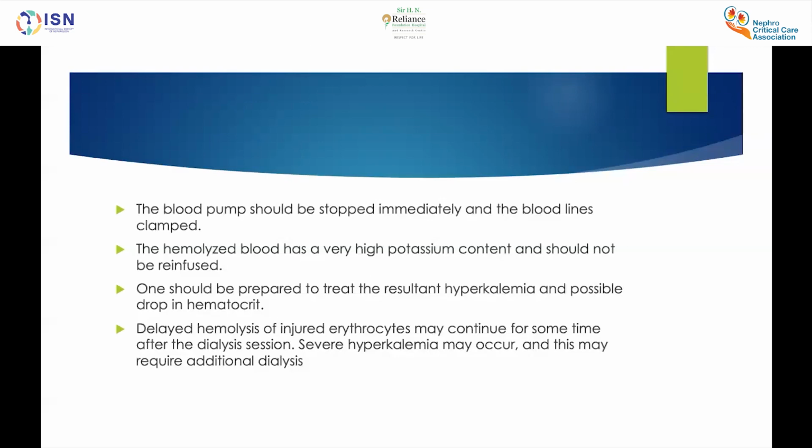So what do we do? The blood pump should be stopped immediately and the blood lines clamped. The hemolyzed blood should not be reinfused because it would contain a very high potassium content. In the meanwhile, one should be prepared to treat the resultant hyperkalemia and possible drop in hematocrit. Delayed hemolysis of injured erythrocytes may continue for some time after the dialysis session also. Severe hyperkalemia may occur and this may require an additional session of dialysis.